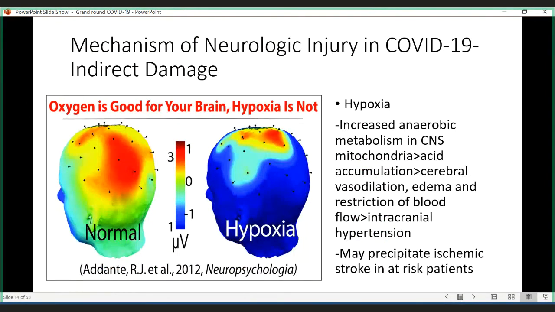Hypoxia itself could be a way of causing CNS symptoms. As we all know, increasing anaerobic metabolism can result in lactic acid accumulation, which could cause vasodilatation, cerebral edema, and increasing intracranial hypertension, which could compress on blood vessels and precipitate ischemic symptoms in some patients.